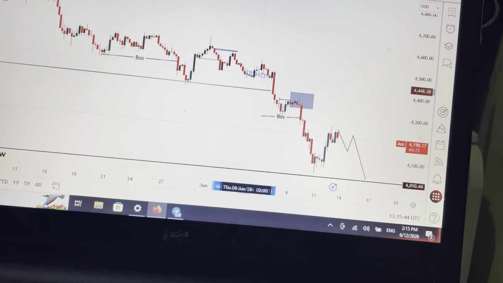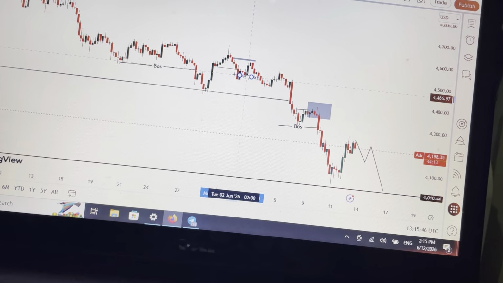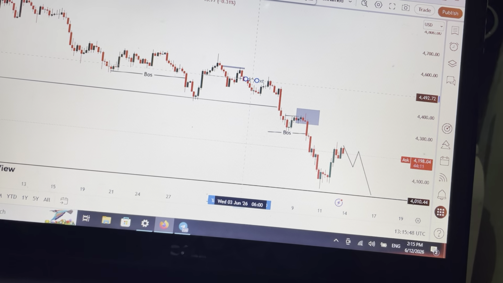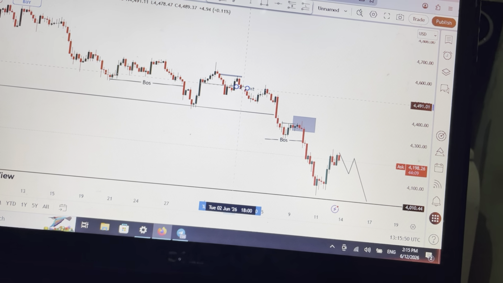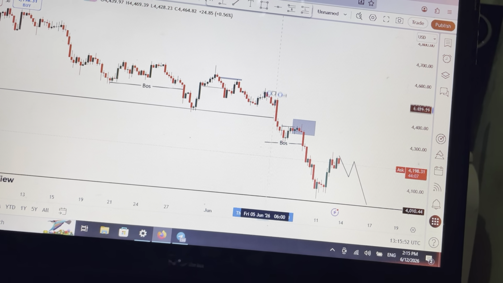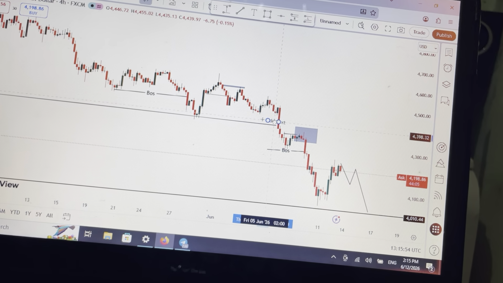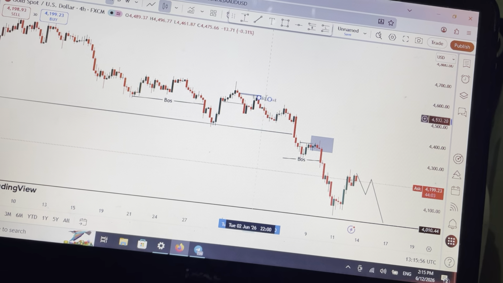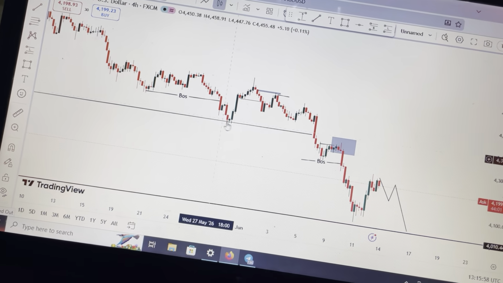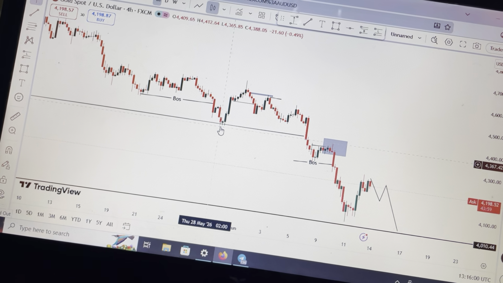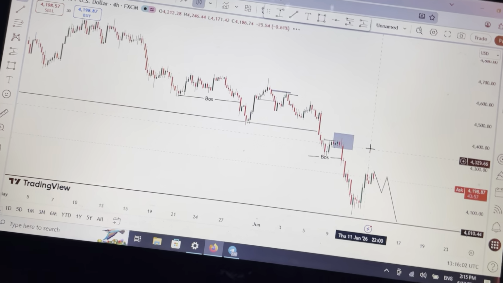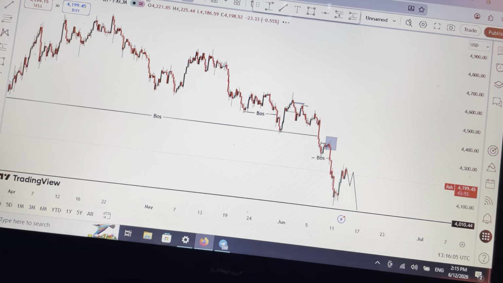Same thing around this level. You see, the fact that we got a market structure shift, price pulled back around this order block here, any of this supply level, we have a confirmation and price gave a break of structure. So now that price has broken, you see, we still have active breaks of structure to the downside. We should just be looking for sells around this level.